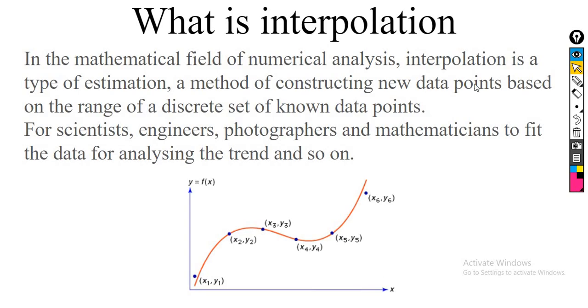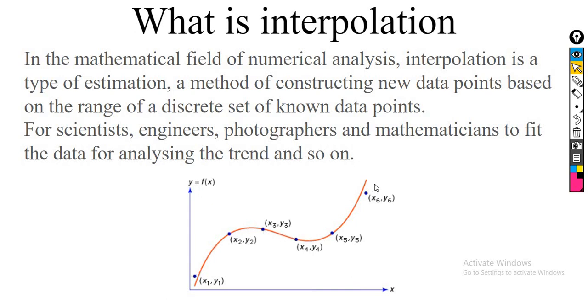Interpolation is a type of estimation, a method of constructing new data points within the range of a discrete set of known data points. As a simple example, you can take a function, where x is the variable for which you are getting the function value. Say these are the given values x1, x2, x3 up to x6, and the corresponding function values are known. What will be the nature? You can easily plot this.